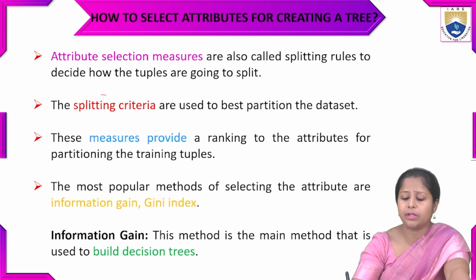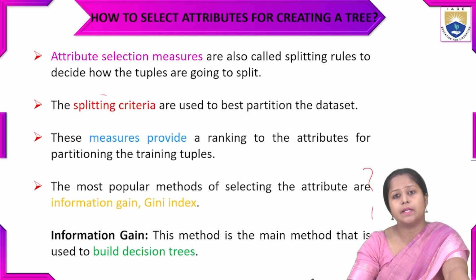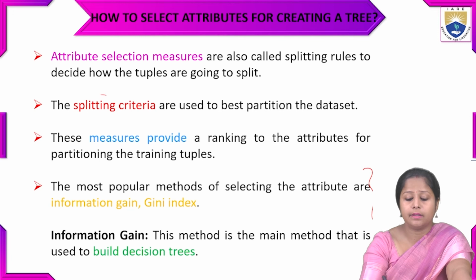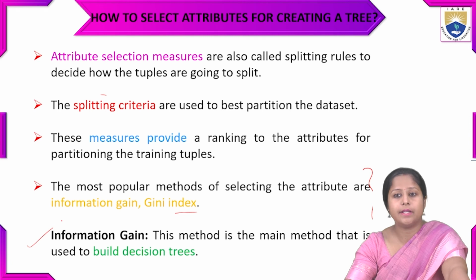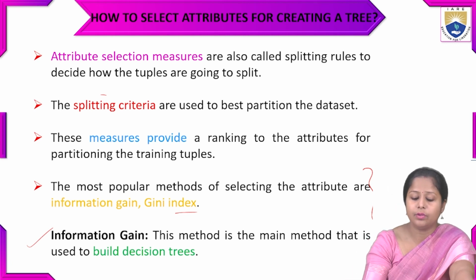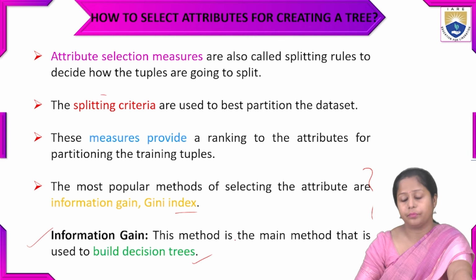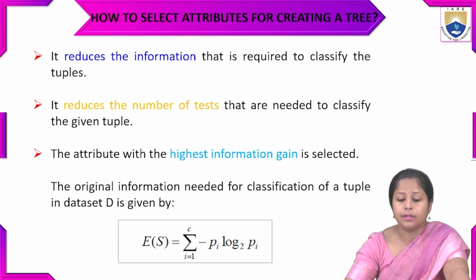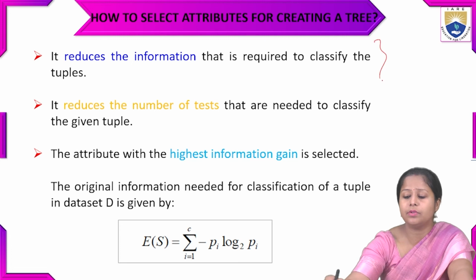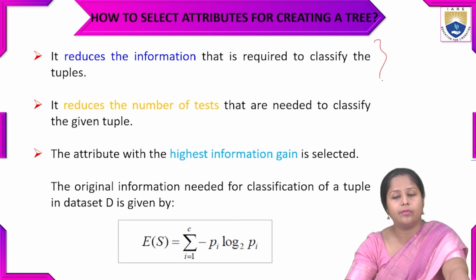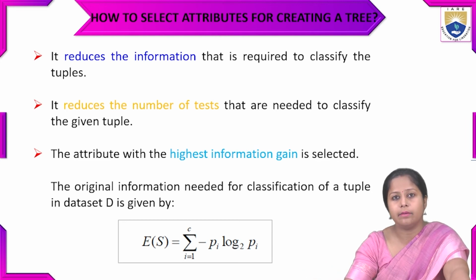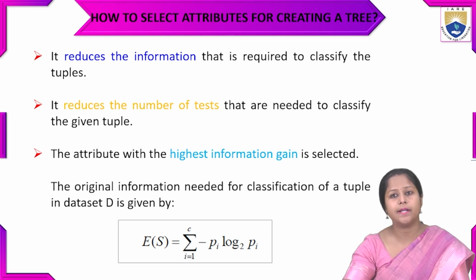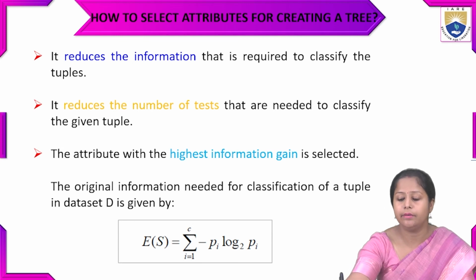The most popular methods of selecting the attribute are information gain and Gini index. Here we will first take information gain. This is the main method used to build the decision tree. Information gain reduces the information required to classify the different tuples and class labels. It reduces the number of tests needed to classify the given tuple.